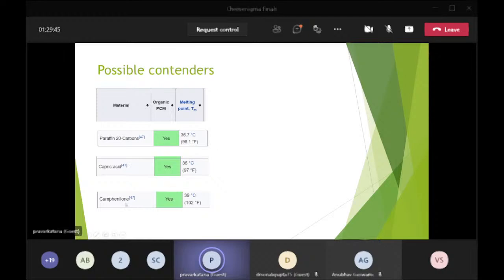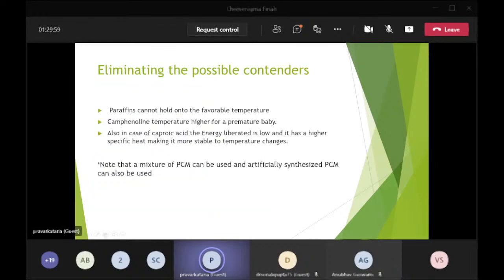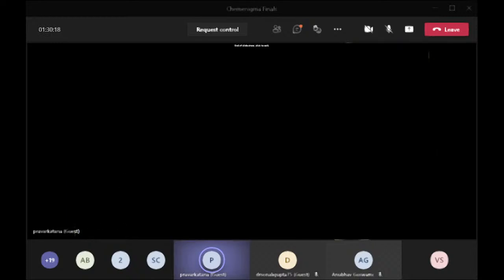Also, camphenylone had a higher temperature range, and it also had a higher enthalpy, which causes huge temperature variations. And in caproic acid the energy liberated is low and it has high specific heat, making it more stable to temperature changes, so it does not change state and all. Yeah, it is mentioned that mixtures of PCMs and artificially synthesized PCMs are also used nowadays. Yeah, thank you.